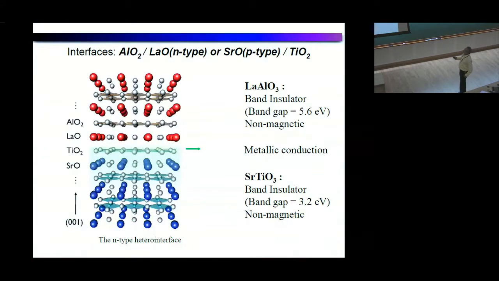These are interfaces with this kind of structure. On two sides, you will have LaAlO3, for example, and SrTiO3. These are two good band insulators. LaAlO3 has a band gap of 5.6 electron volts and is non-magnetic. Then there is SrTiO3, a very well-known substrate. It's also a band insulator, with a band gap of about 3 eV, and it's also non-magnetic. You put them together, and it turns out the interface becomes metallic. So it's a metallic interface out of two band insulators.